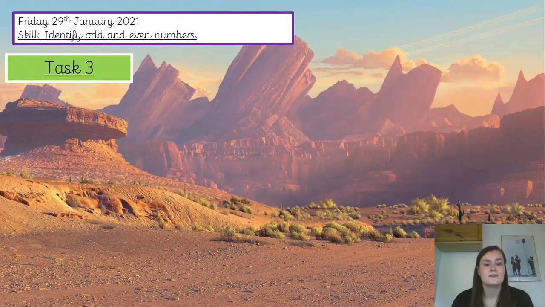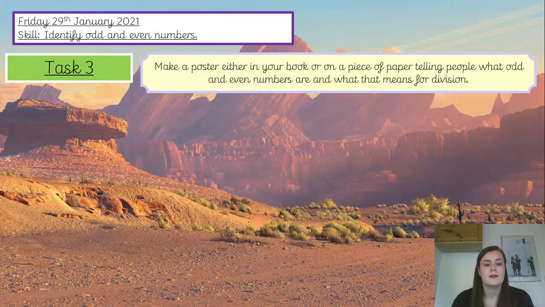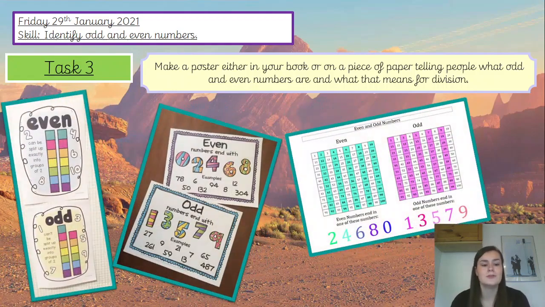Right, task 3 then. For your main task today, I would like you to make a poster either in your book or on a piece of paper, which you can then stick into your book, telling people what odd and even numbers are and what that means for division. So here are some examples. You can pause the video and have a closer look at these posters explaining odd and even numbers and take them as inspiration for your poster. And once you've done that, you can come back and we'll talk through our challenge and our final thought. Off you go.